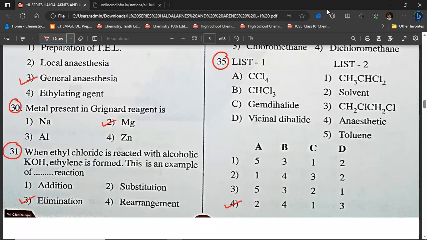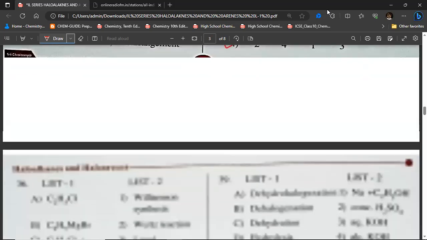Chloroform is a solvent. Carbon tetrachloride is a solvent. Chloroform is the anesthetic material and all. So A2 means solvent and B4 is nothing but anesthesia. Chloroform is used as a general anesthetic.